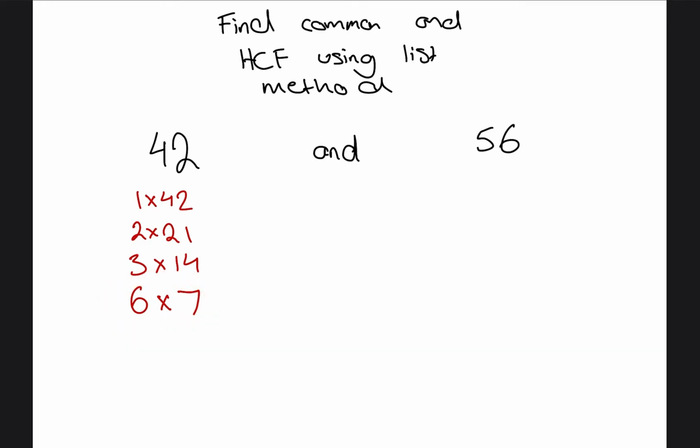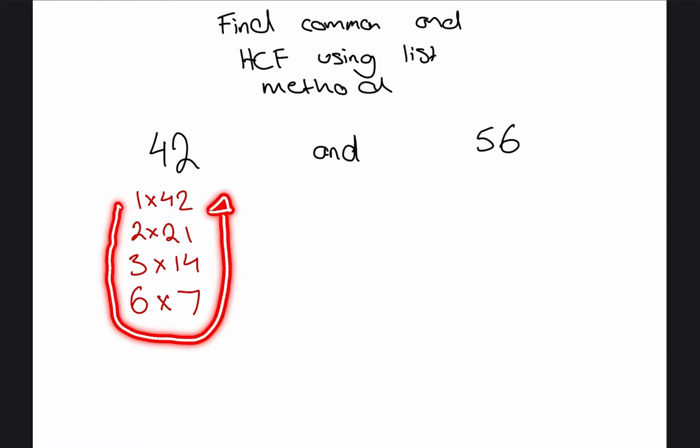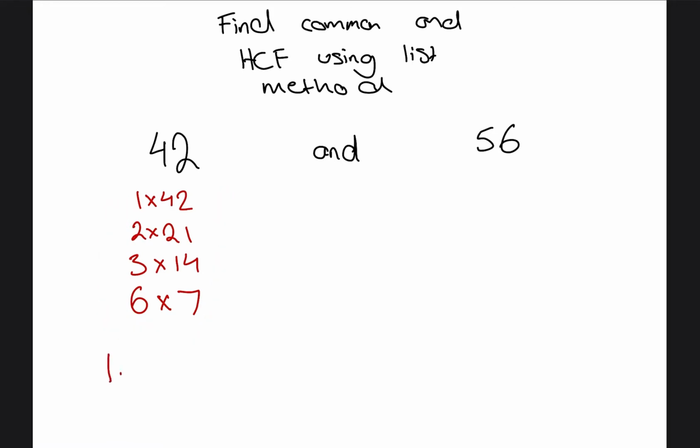So we can now see that's then 1, 2, 3, 6, and it loops back round. So our factors are 1, 2, 3, 6, 7, 14, 21 and 42.